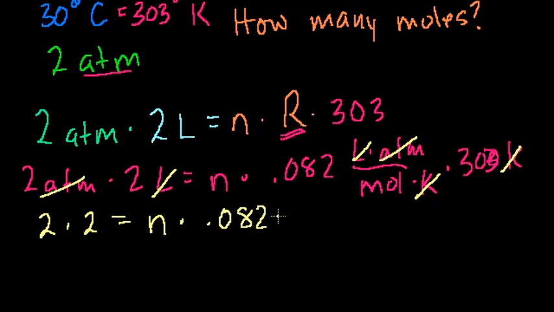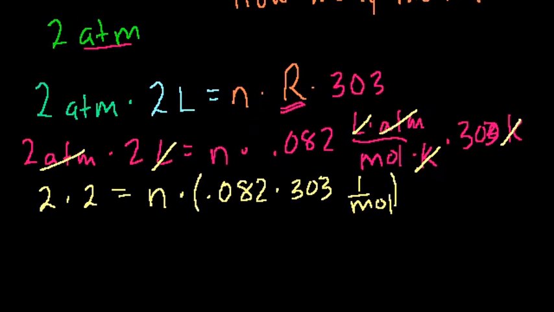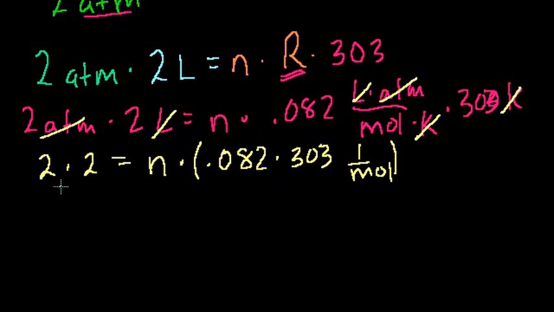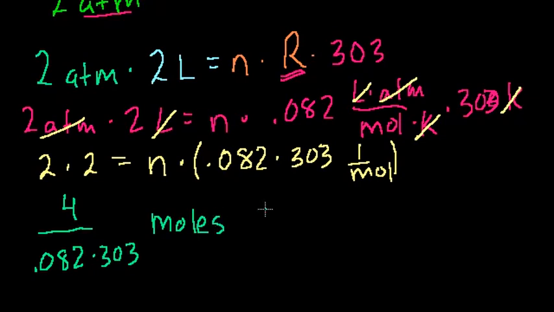And so we have 2 times 2 is equal to n times 0.082 times 303, and then we have just a 1 over mole. So to solve for n, or the number of moles, we divide both sides of this equation by all of this stuff. So we get 4 divided by 0.082 divided by 303. I'm just taking this and putting it on the left-hand side, dividing both sides by it. And when you divide by a 1 over mole, that's the same thing as multiplying by a mole. Moles is equal to n. So it's good. The units all worked out. We're getting n in terms of moles.